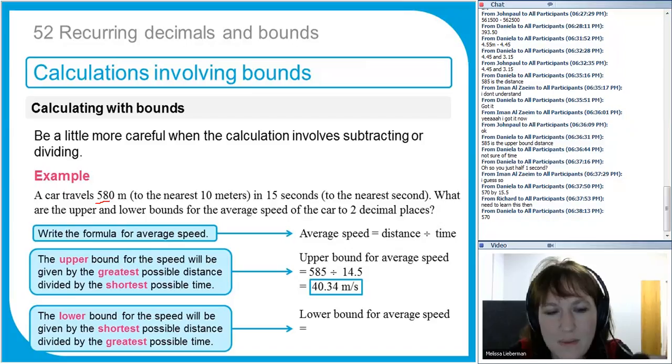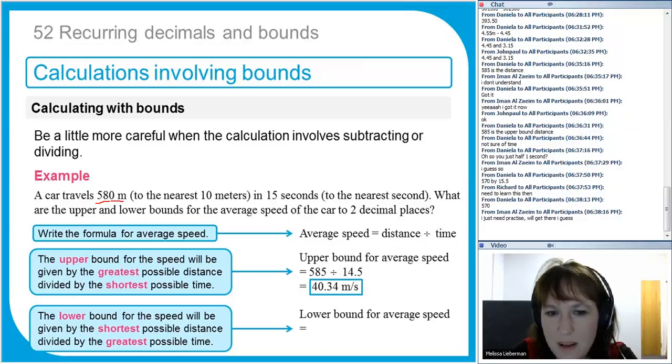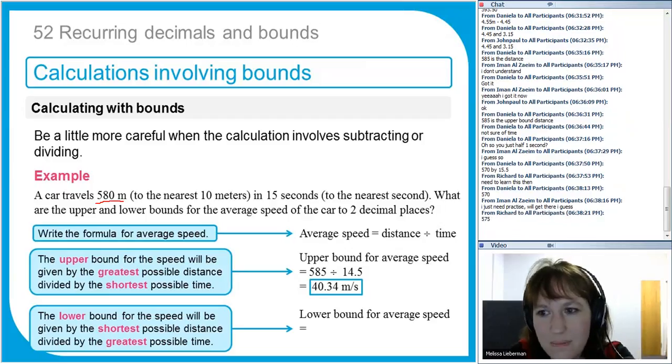Half of 10 meters is 5 meters, so we work out 580, take away 5, which is 575. You will get there. This is higher tier now, so we do have to think a little bit more carefully. So the lower bound for this distance is 575. Remember, 5 below, 5 above.